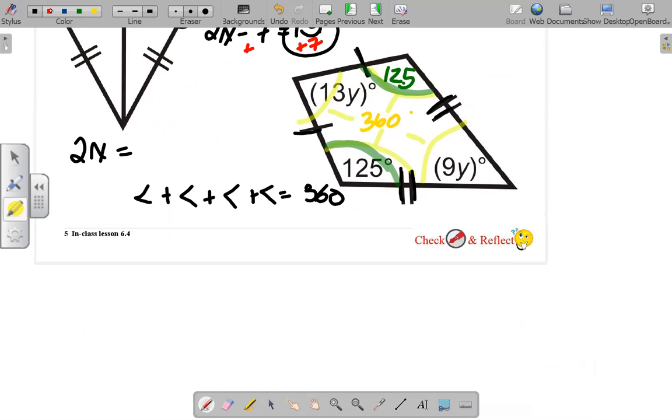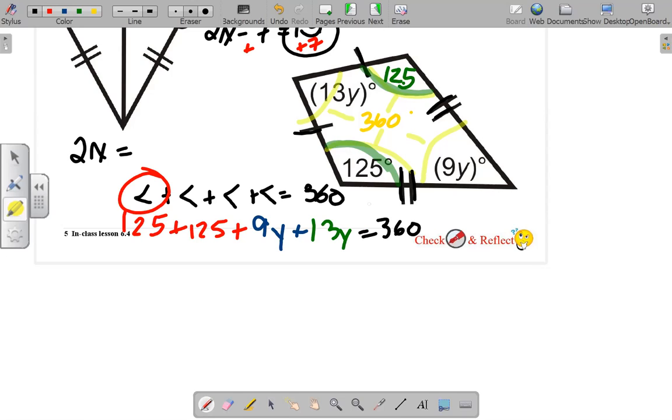Now we're going to circle, plug, chug. You ready? What's our first angle you want to work with? Okay, 125. Great. Plus, what's your other angle? Fabulous. All right. 125 plus 9y plus 13y equals. There you go. Do you see you were dropping your 250 there? So now solve. Solve, dear. Collect like terms, solve.